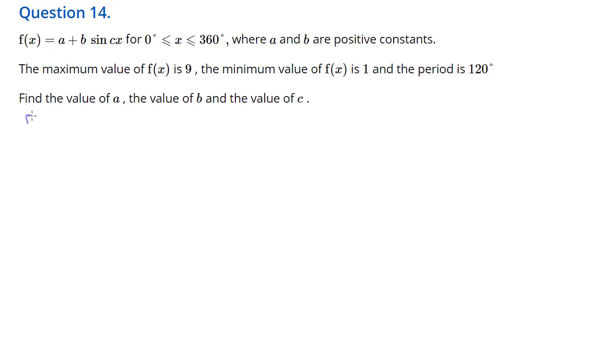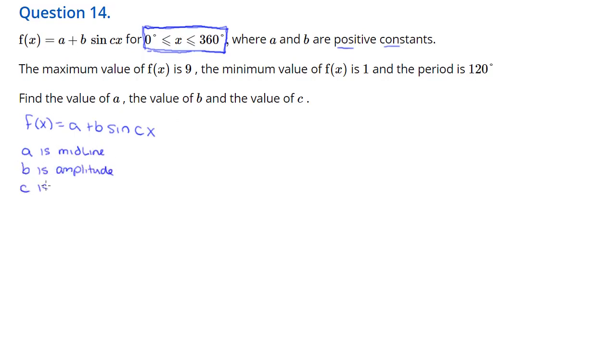In number 14, we've got another function here. It's a sine function, and we need to find a, b, and c. And we've got this domain of 0 to 360, and they tell us that a and b are both positive. So let's make sure we're clear. We know that a is going to be the midline, and we know that b is going to be the amplitude, and we know that c is going to be the frequency.